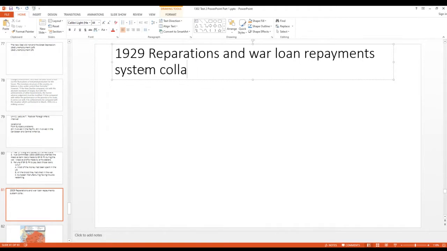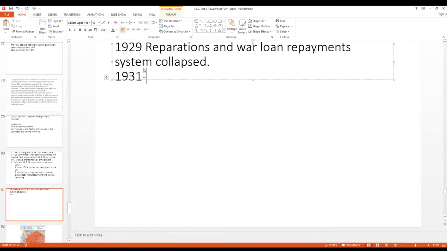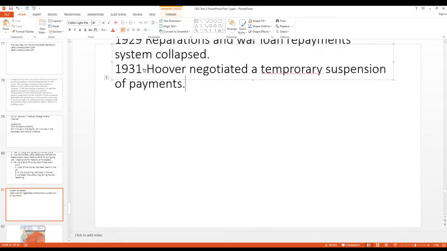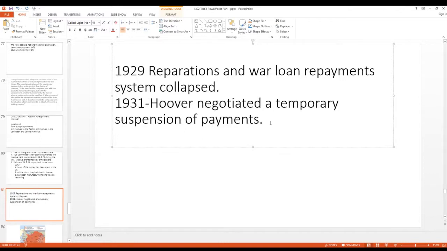After the onset of the stock market crash and slow depression that begins to gobble everyone up, in 1931, Herbert Hoover, recognizing that everybody's economy was kind of starting to sink, apparently except for his own, negotiated a temporary suspension of payments. Specifically by Germany.